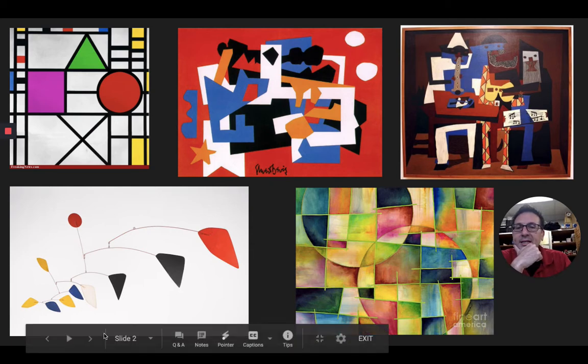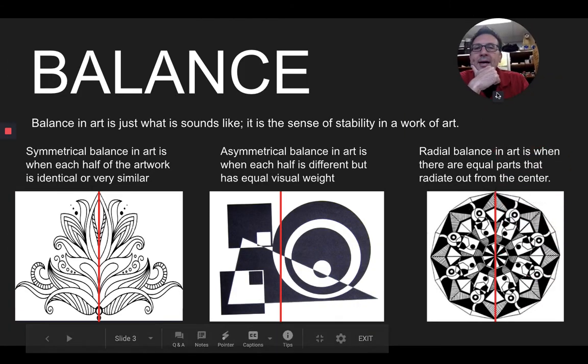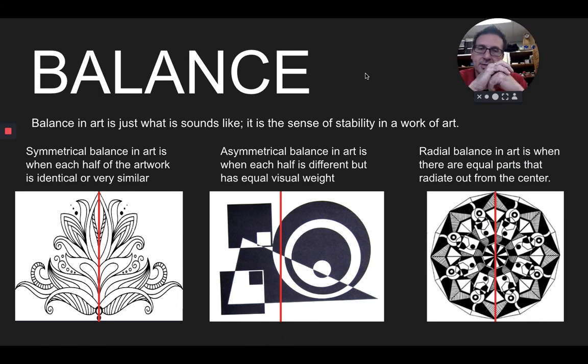And this is going to kind of lead us into our next project, okay? So balance. Balance in art is just what it sounds like. I'm reading off the slide here. It's the sense of stability in work. And there's three different kinds of balance: symmetrical, asymmetrical, and radial balance. All right. Symmetrical is what you see on the bottom left here. So if I were to take this red line and cut my design in half, it's balanced. It's exactly the same on each side. Think of a butterfly. Butterflies are symmetrically balanced. It's the exact same on the left as it is on the right. All right. So that's symmetry.